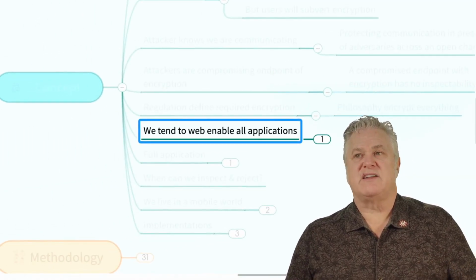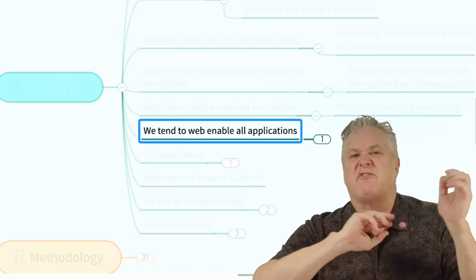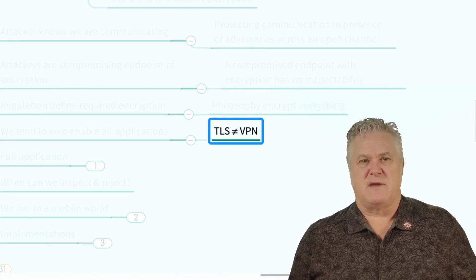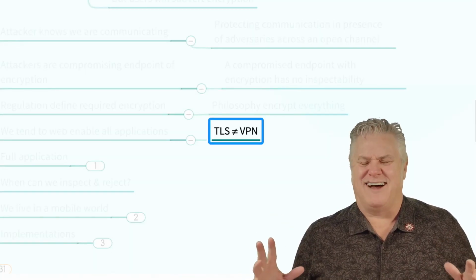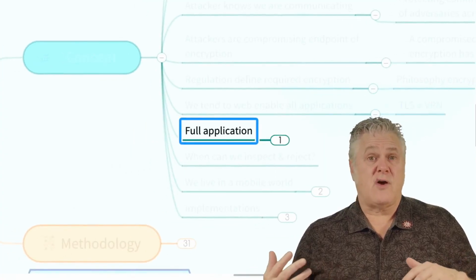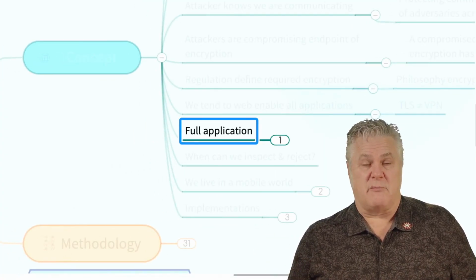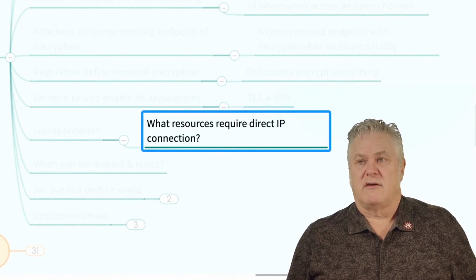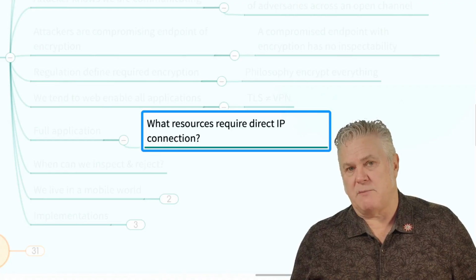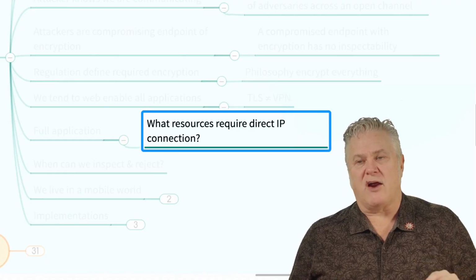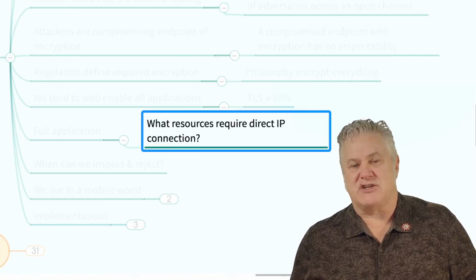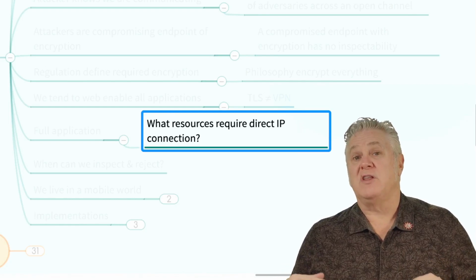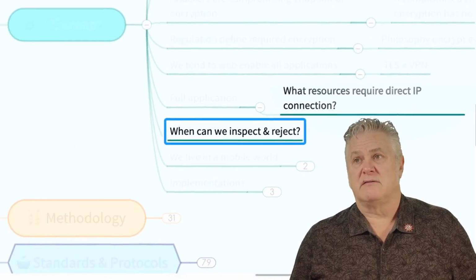What we tend to do is we tend to say, okay, well, the web applications, we're going to turn everything into a web application. And then we say, well, TLS, that's encryption, that equals a VPN. No, it doesn't, okay? And we also have the other problem that we run into in certain environments. We have what are called the full applications. This is a graphical user interface. And we have to ask from an enterprise standpoint, which of our resources require a direct IP connection? If they do, and we're using VPNs, then we probably use some tool like a proxy server in the way.